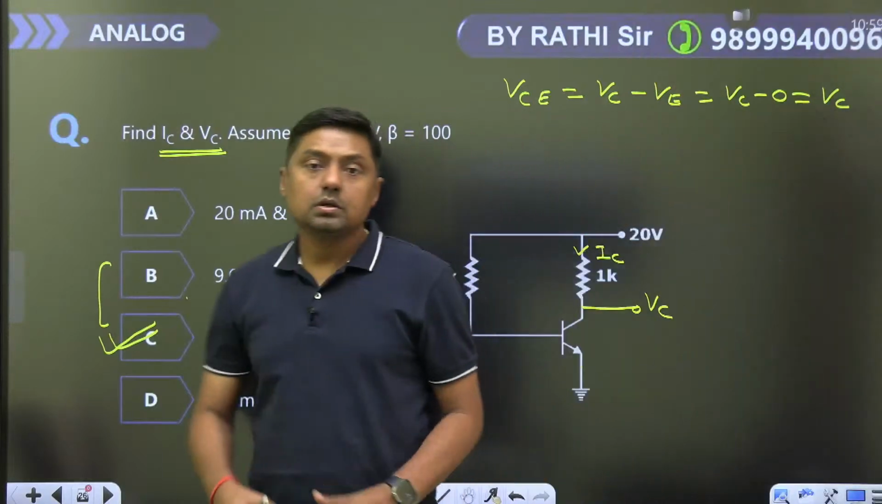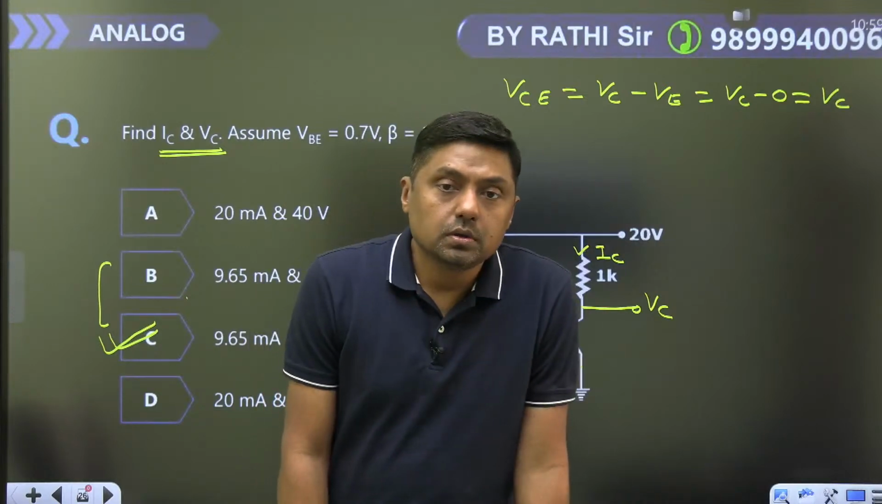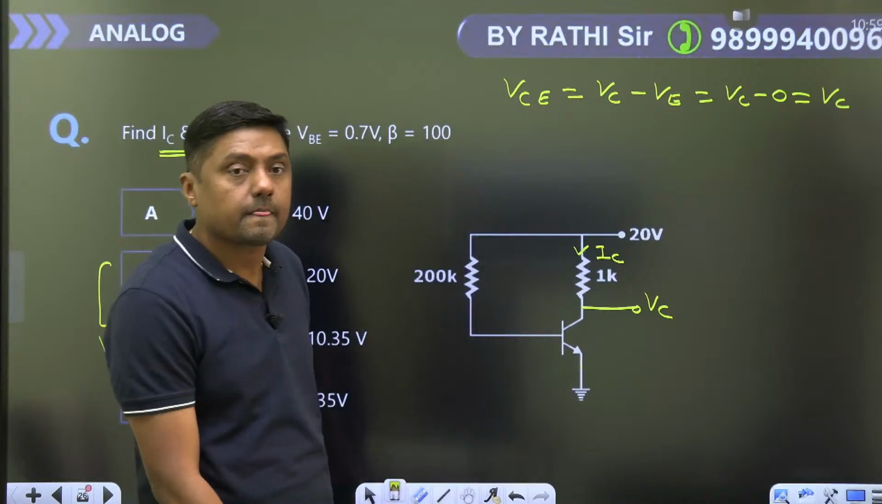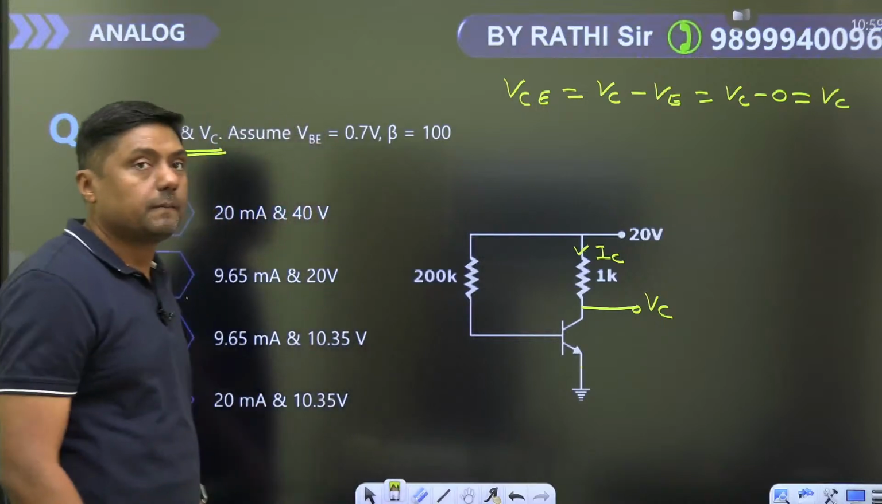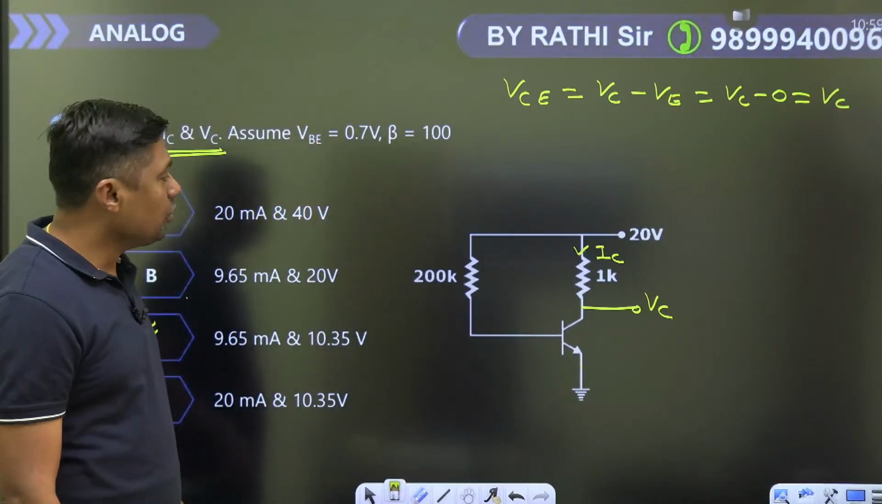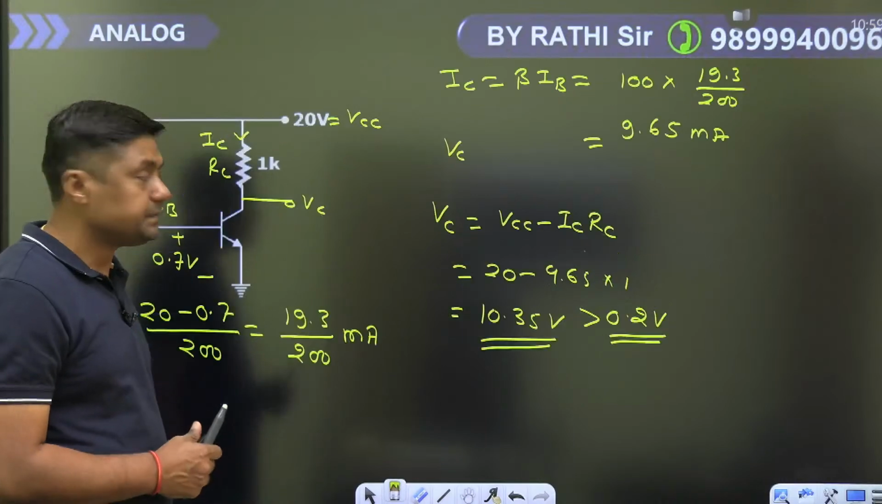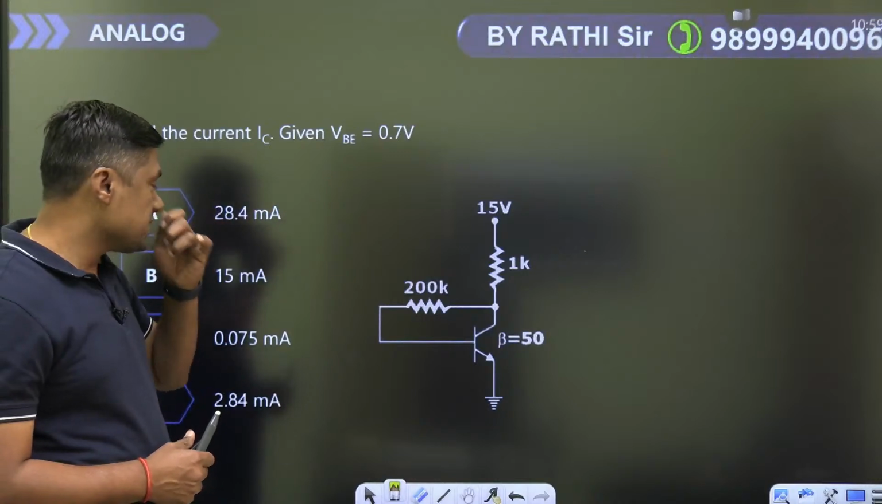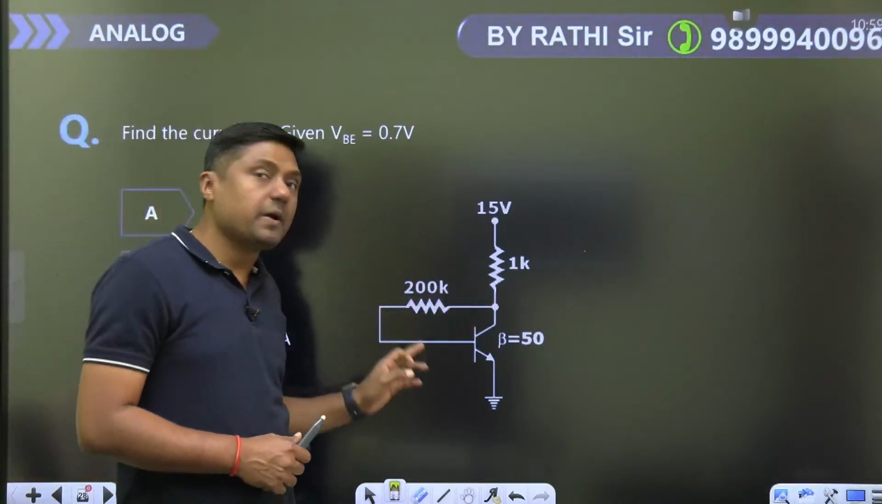Okay. Now, that was the first question. Then, find the current IC given VBE is 0.7. This time we are using the collector to base bias circuit.